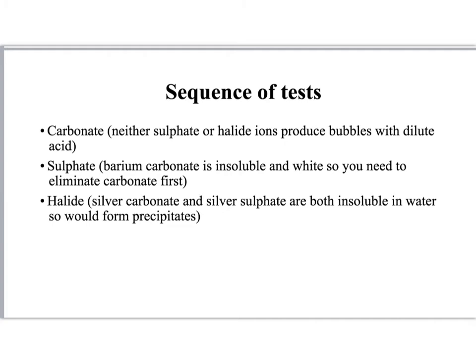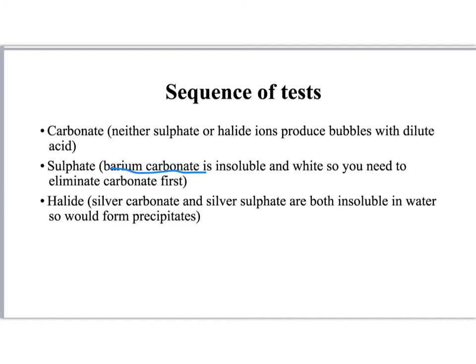Now, the reason why we've had to do sulfate after carbonate is I've had to eliminate carbonate first, because if I added barium ions and it contained a carbonate, I would make barium carbonate, which is a white precipitate. So if I just added barium chloride first of all, I'd see a white precipitate, but I wouldn't know whether that white precipitate is due to barium carbonate or barium sulfate.